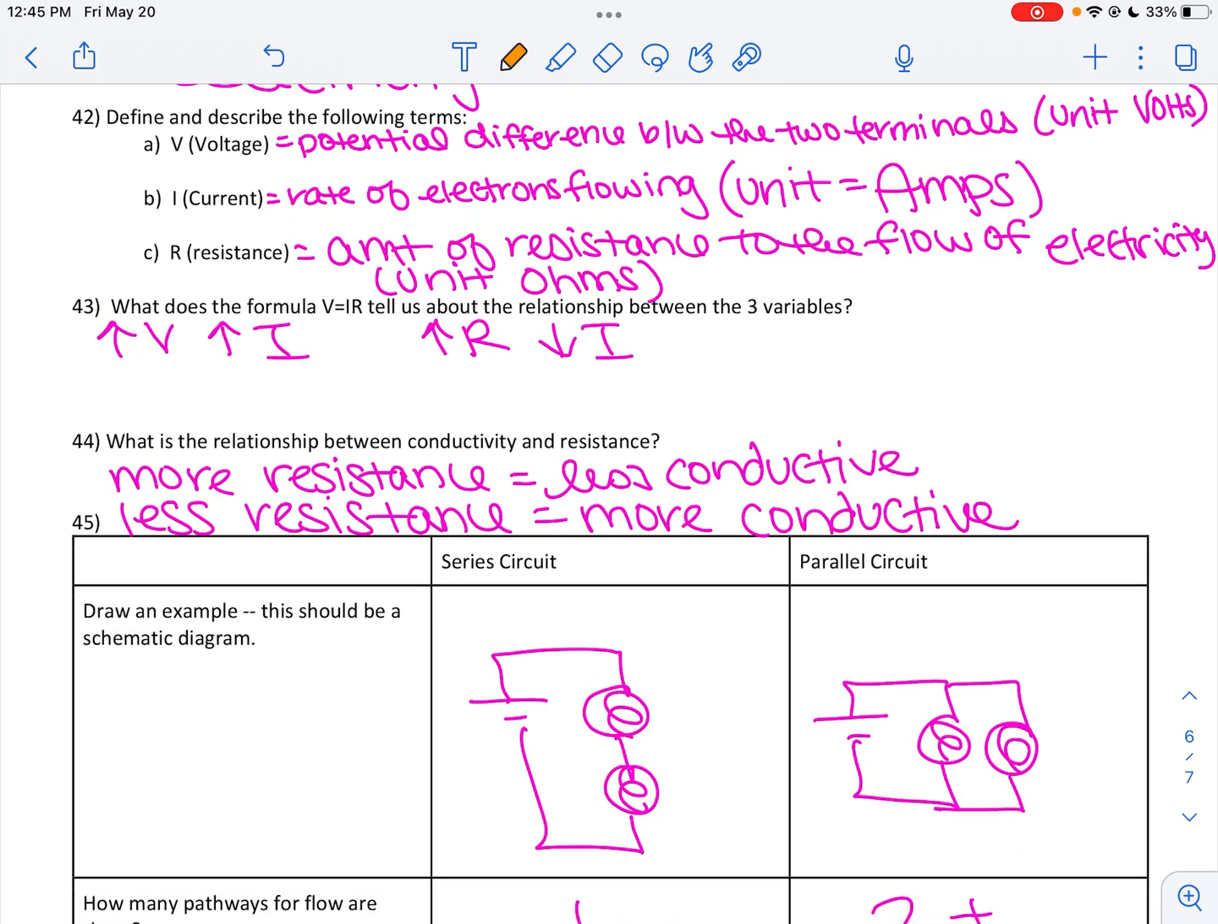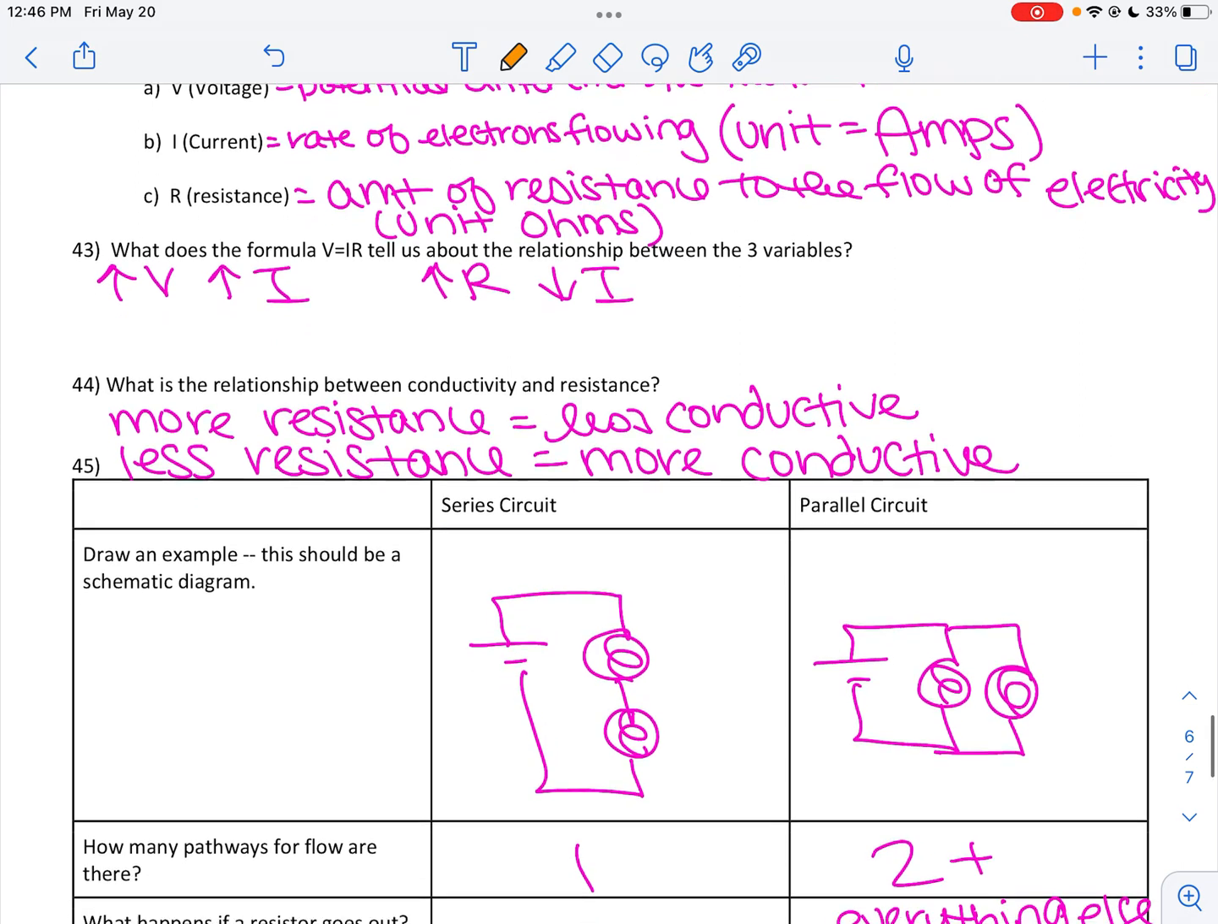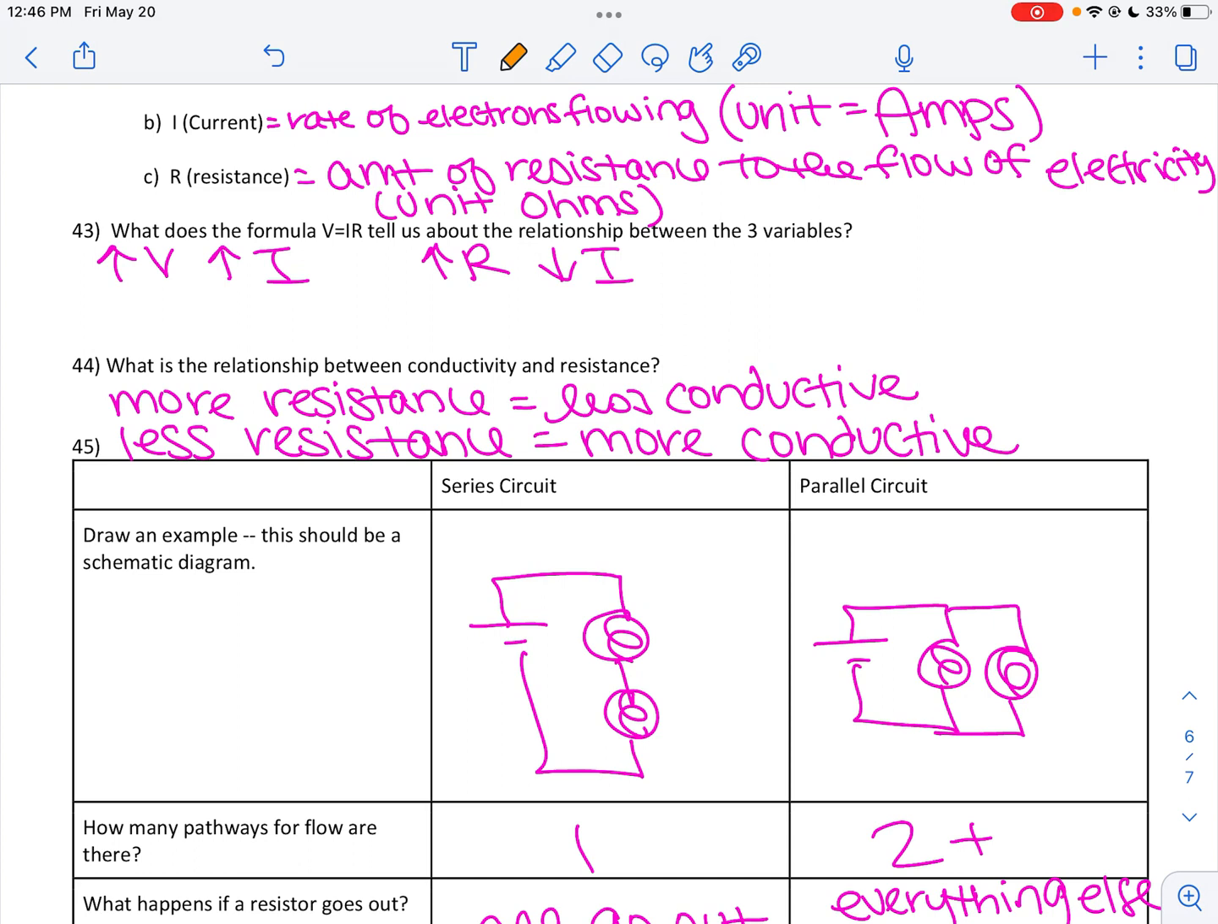Current is how fast or how slow they're moving, measured in amps. Resistance would be the amount of our resistance to the flow of electricity. Unit would be ohms. V equals IR. Remember, V is voltage, I is current, R is resistance. So increasing voltage makes the electrons move faster. If the material has a greater resistance, then it's going to cause the electrons to move a little bit slower.